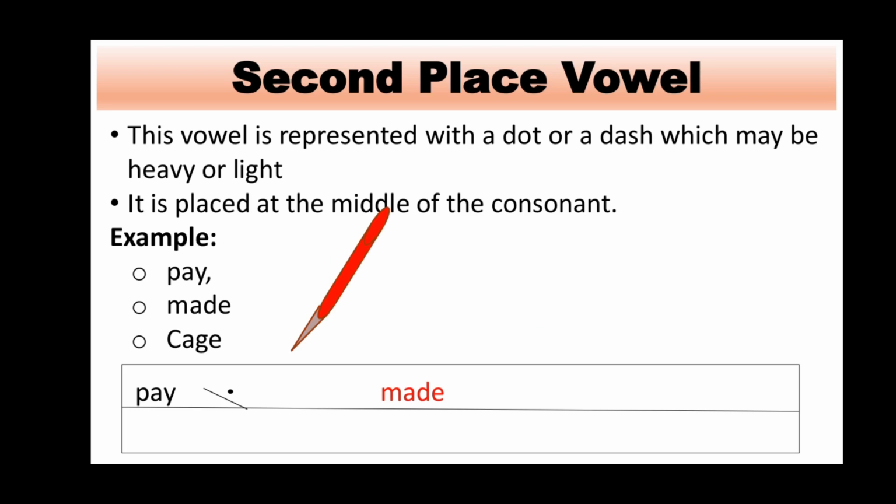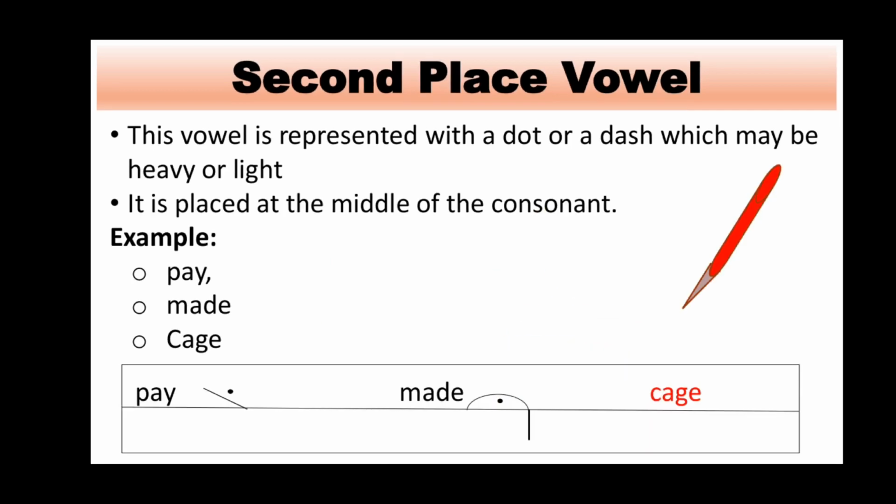So let's take the second word, made. We can hear the sound M and D, while we hear the sound A in between them. That is M-A-D. M is a consonant, A is a vowel, D is a consonant. Which means the two consonants we are going to drill are M and D. This time around, the M is going to start on the line. You can see the pencil is on the line. That is M. Without lifting the pen, then we drill the D. M, D. Then what is missing? The A, which is the second place vowel. We are going to put the A, the vowel, at the middle. That is made.